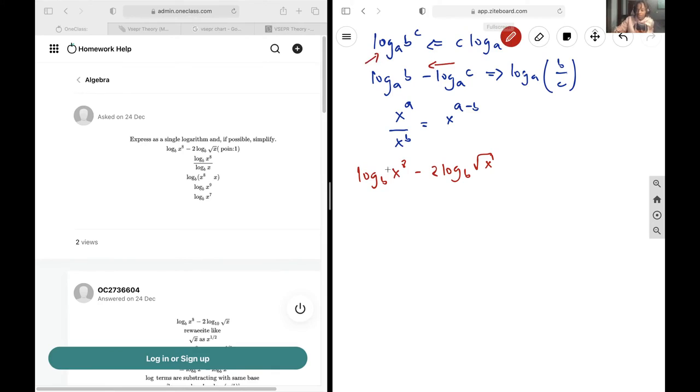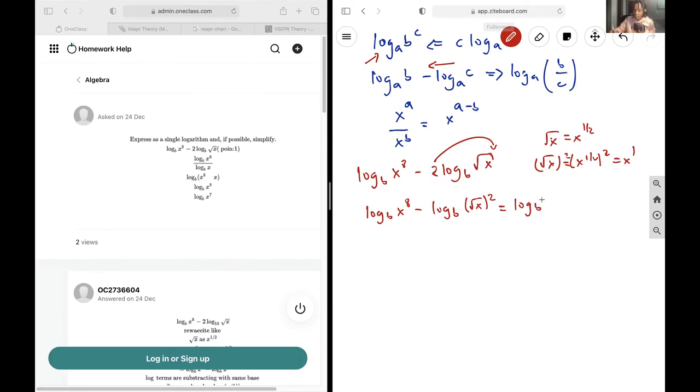We're going to be using it in this direction in order to bring this power 2 over here. And so we get log to the base of b of x to the power of 8 minus log to the base of b of root x squared. And we know that root x is x to the power of 1 over 2. So root x squared is x to the power of 1 over 2, squared. 2 times 1 over 2 is just 1, so it's just going to give us x. So let's just rewrite that as log to the base of b, x to the power of 8, minus log to the base of b, x.